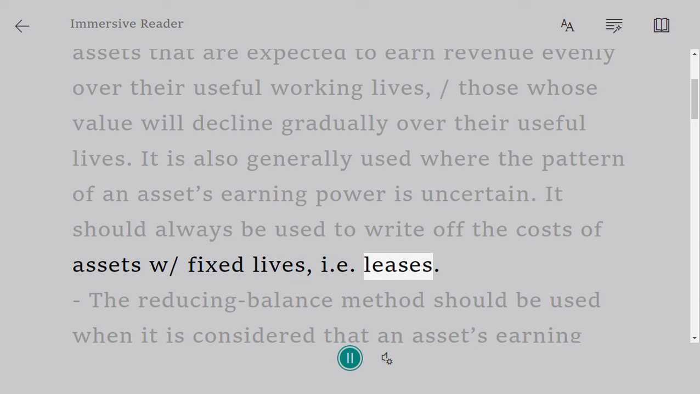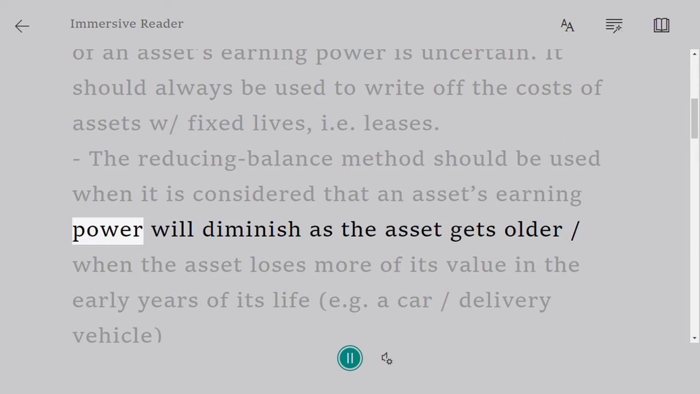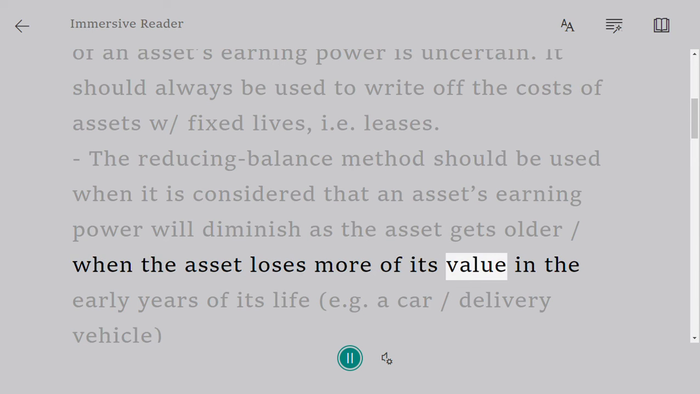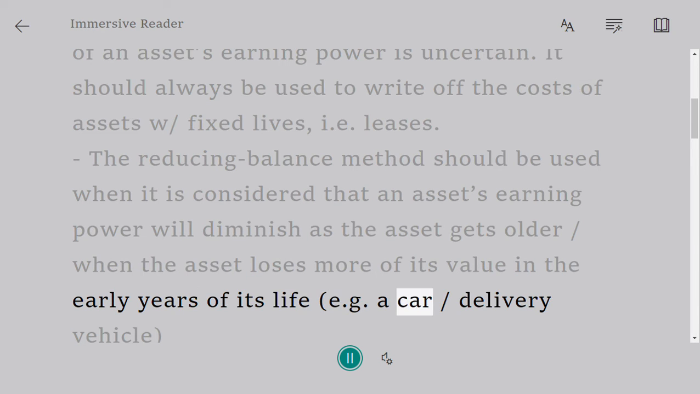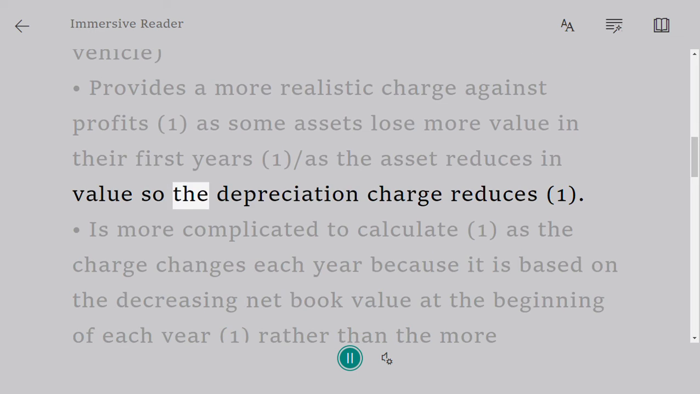The reducing balance method should be used when it is considered that an asset's earning power will diminish as the asset gets older / when the asset loses more of its value in the early years of its life, e.g. a car / delivery vehicle. Provides a more realistic charge against profits, as some assets lose more value in their first years, as the asset reduces in value so the depreciation charge reduces.